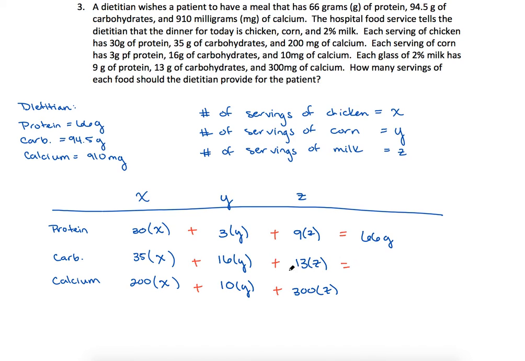In the second row here, in total, we need to make sure that the patient is going to have 94.5 grams of carbohydrate. And then in this third row, we need to make sure that in total, based on how many servings of each food item, the patient gets 910 milligrams of calcium. So notice that we have a beautiful system with 3 unknown variables and 3 equations. I'll call that equation 1, equation 2, and equation 3. And now that we have our system, we can solve it.